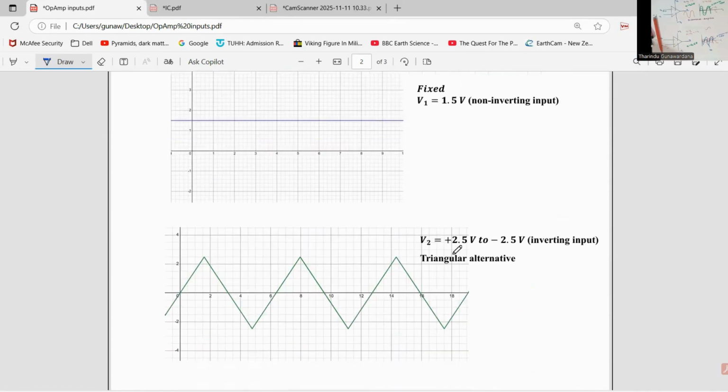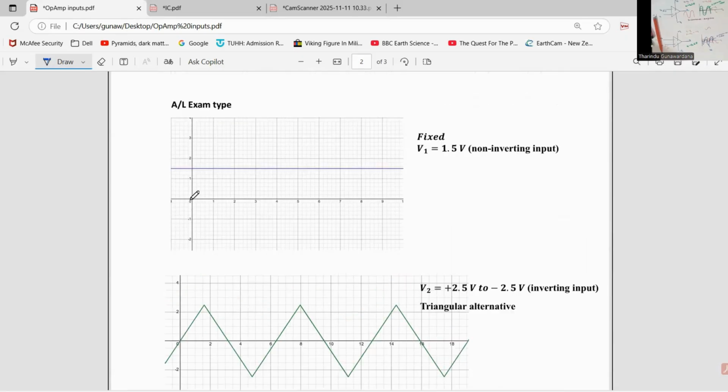Now V2, this is the signal. This signal is fed into the inverting input. It's an alternating one, with a triangular shape. You can see the maximum value is plus 2.5. The minimum value is minus 2.5. Then this is time equals 0.